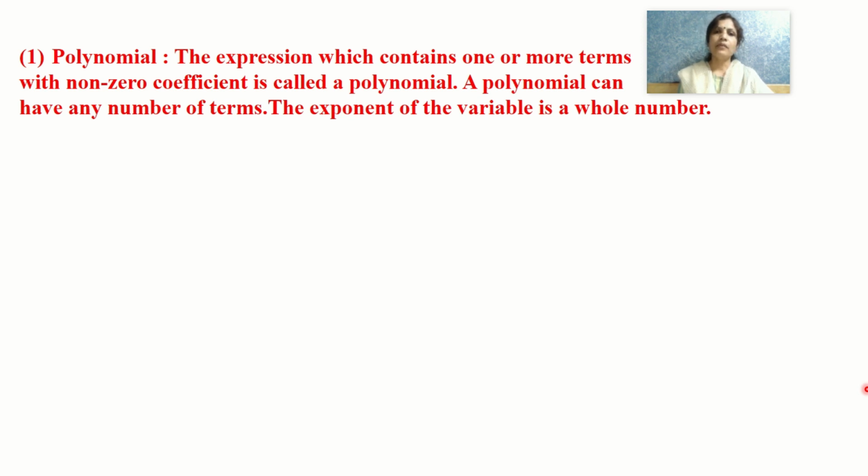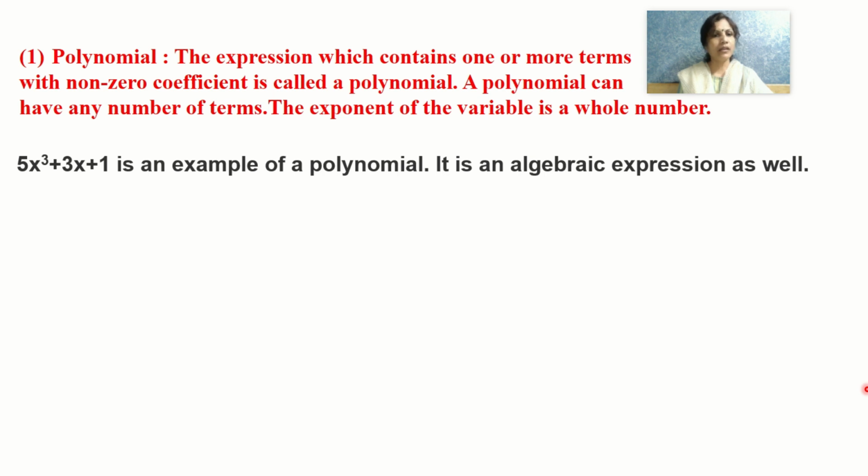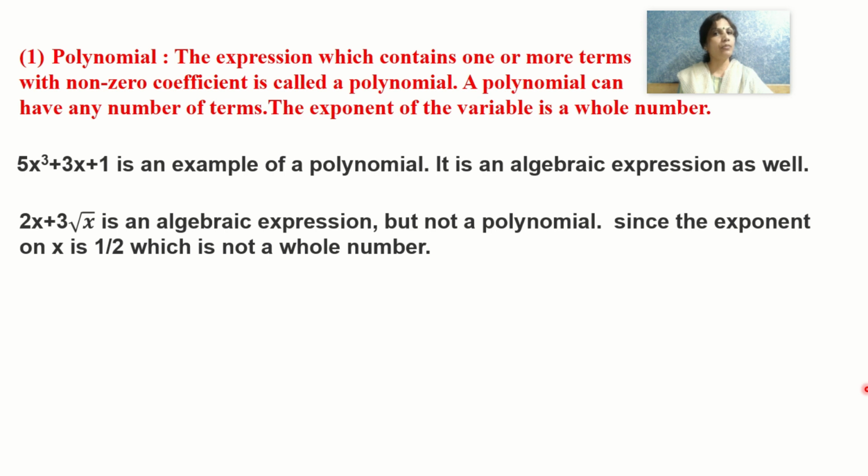So just see this example. 5x cube plus 3x plus 1 is an example of a polynomial. It is an algebraic expression also. Let's have a look at the second example. 2x plus 3 root x is an algebraic expression, but it is not a polynomial. Can you guess the reason for this? It's because the exponent of x in 3 root x is 1 by 2, which is not a whole number, and that is why it is not a polynomial. So a very important condition for an algebraic expression to be a polynomial is that the exponent or power of the variable has to be a whole number.